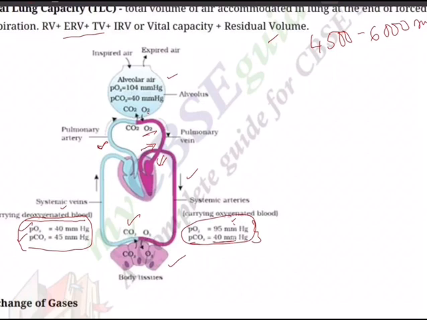From 104 mmHg it is coming to 95 mmHg. So due to this partial pressure difference, oxygen diffuses rapidly from alveolar air into the blood of alveolar capillaries. The partial pressure of carbon dioxide of blood reaching the alveolar capillaries is just 45 mmHg, which is higher than the partial pressure of carbon dioxide in alveolar air, that is 40 mmHg only. Therefore, carbon dioxide diffuses from the blood of alveolar capillaries into the alveolar air.